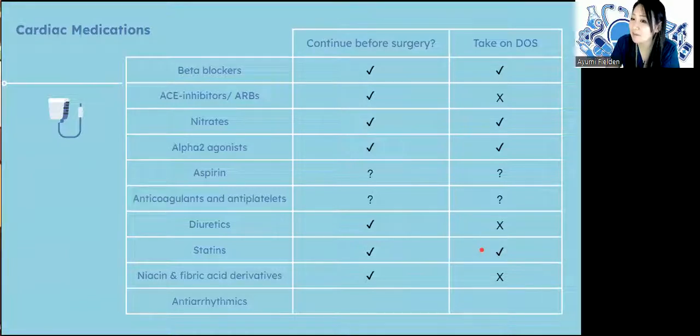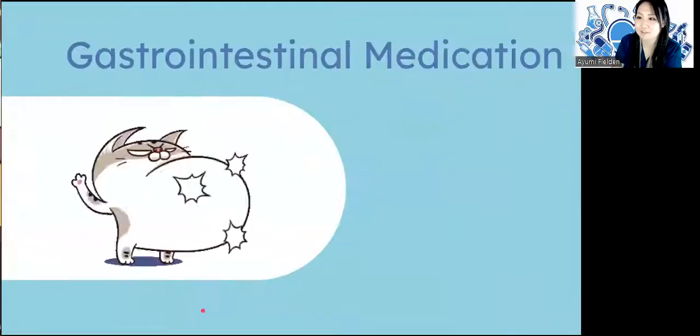What about antiarrhythmics? We didn't really talk about that, but use your brain. Think about it. Do you want your patient to go into arrhythmia? Absolutely not, right? So we want them to keep taking them. That's your amiodarone and stuff like that. Patients are at risk for arrhythmia with anesthesia anyway, so we don't want to increase the risk by asking them to hold antiarrhythmics.